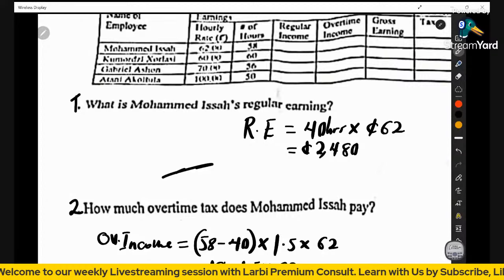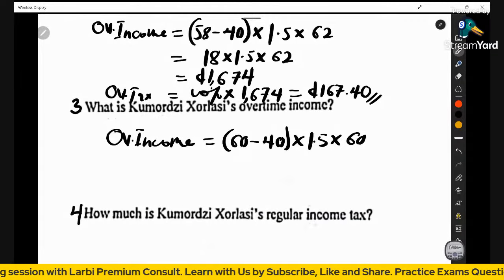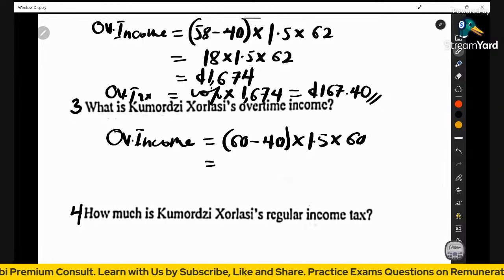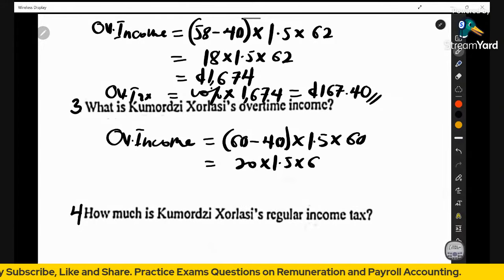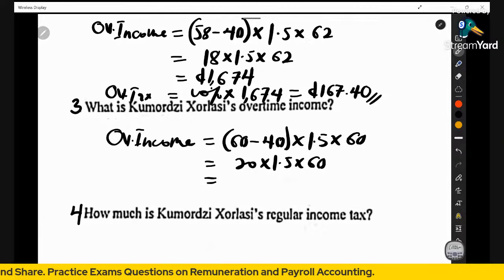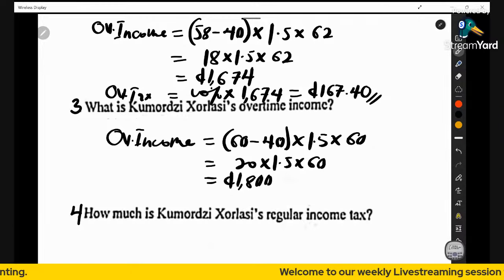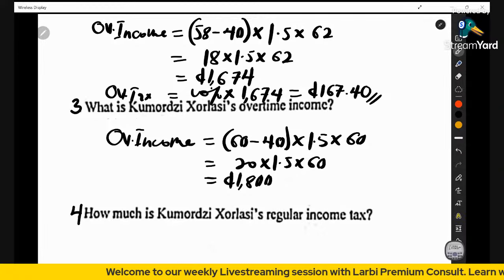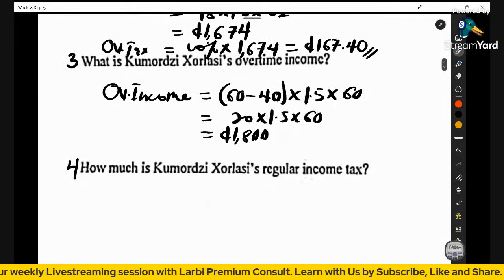In that case, 60. So we get 60 here. So what are we getting? Here we have 20, we have 1.5, we have 60. When you multiply this, you should be able to get an overtime income for Zolazi equal to 1,800. This is what I was getting at the end of the day. So you can cross-check with your calculator and see if that is true. So that is the overtime income for Zolazi.